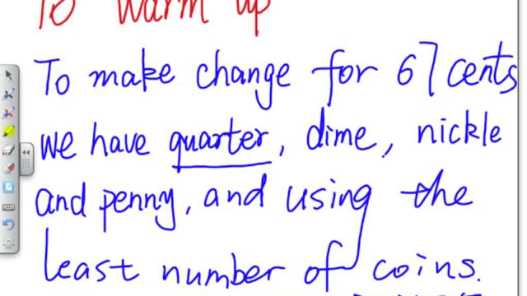So 17 cents is greater than 1 dime, so we could use 1 dime. And then using the same approach, we could use 1 nickel. And then we have 2 pennies left, so we use 2 pennies. So the best choice is using 2 quarters, 1 dime, 1 nickel, and 2 pennies.